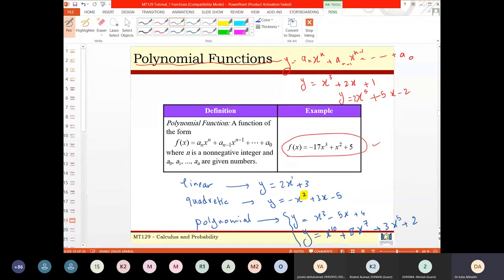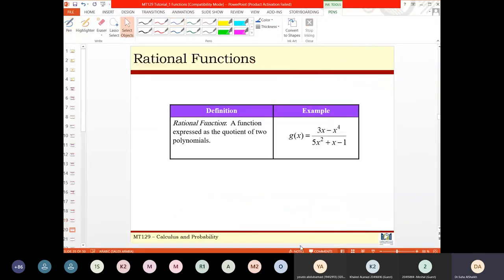No, the power function is not the polynomial. We will talk about the power function now. Just wait, Walid. We will go to the power function. The polynomial is a combination of power functions. You have more than one power function together.